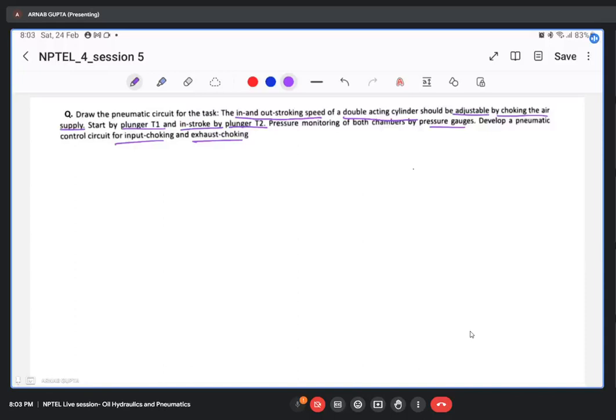So we have a double acting cylinder, and the extension or the retraction should be controlled by this choking operation. Choking operation basically means you have a flow control valve or choke valve. The placement of the valve should be in such a way that it produces either input choking or exhaust choking. So first input choking I'm doing. So you have a double acting cylinder.